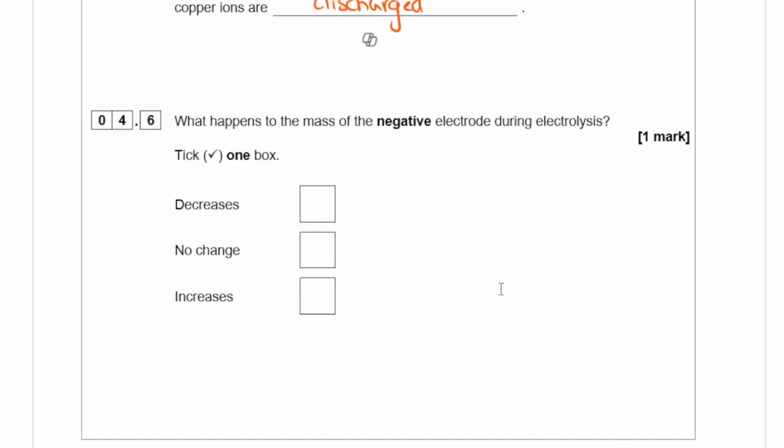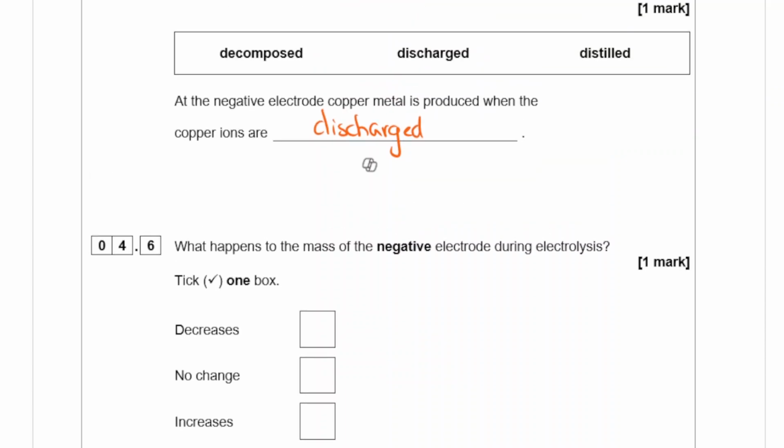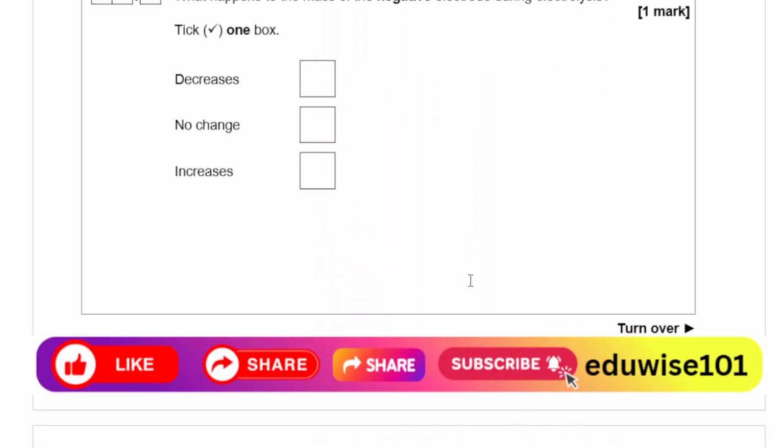What happens to the mass of the negative electrode during electrolysis? From the previous question, at the negative electrode you have the copper ions being discharged, which means the copper atoms are going to stick to it. So what happens to the mass of the negative electrode? It increases as the copper gets stuck more and more.